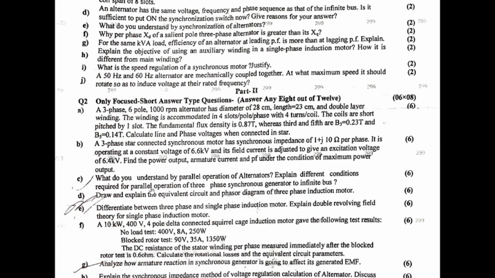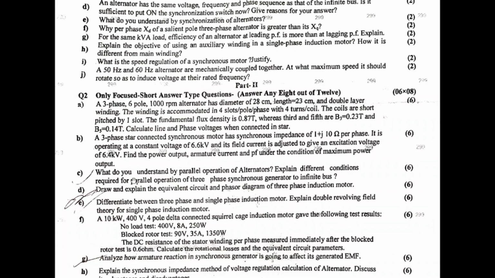Theoretical question: what do you understand by parallel operation of alternator? एक पूरा direct question है. Explain different conditions required for parallel operation of three-phase synchronous generator to the infinite bus. Draw and explain the equivalent circuit and phasor diagram of three-phase induction motor. ये भी direct question है.